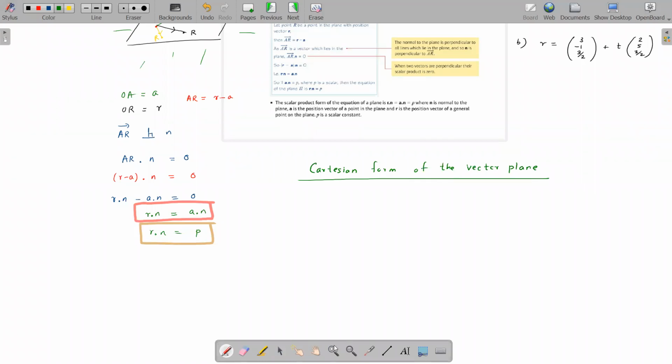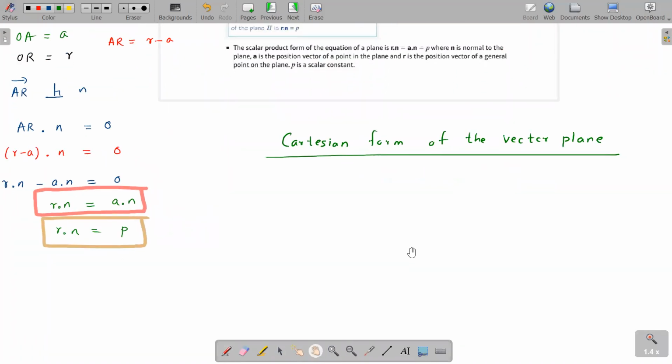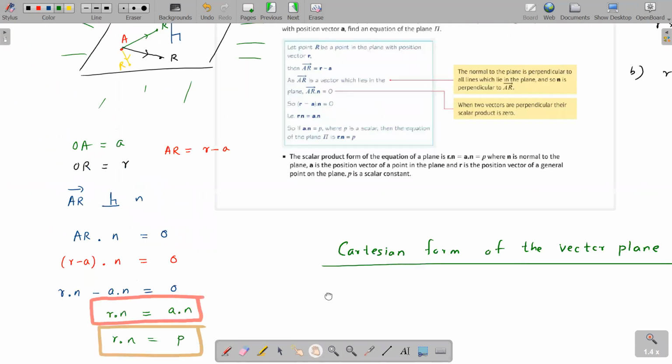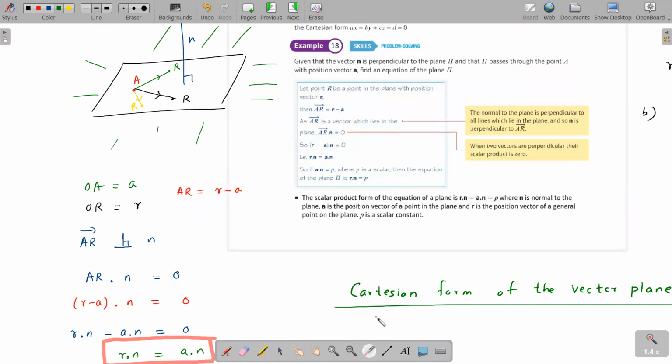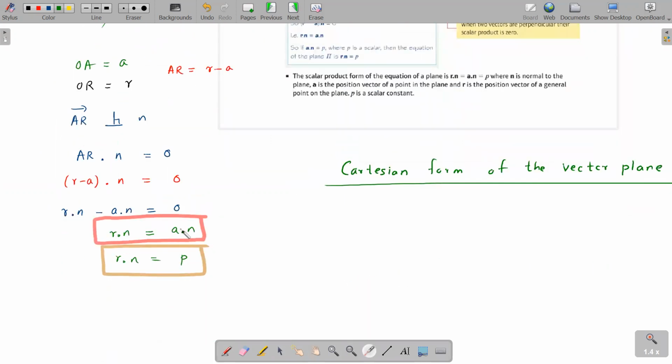Okay, so now we move on to the next part, the Cartesian form of the vector plane. So how do we get the Cartesian form of the vector plane? Basically, a Cartesian form is where you give the vector plane in terms of what? x, y, and z. That's what we mean by Cartesian. How do we make it into Cartesian? Now I already got the scalar form, right? r dot n equals a dot n, or r dot n equals p.